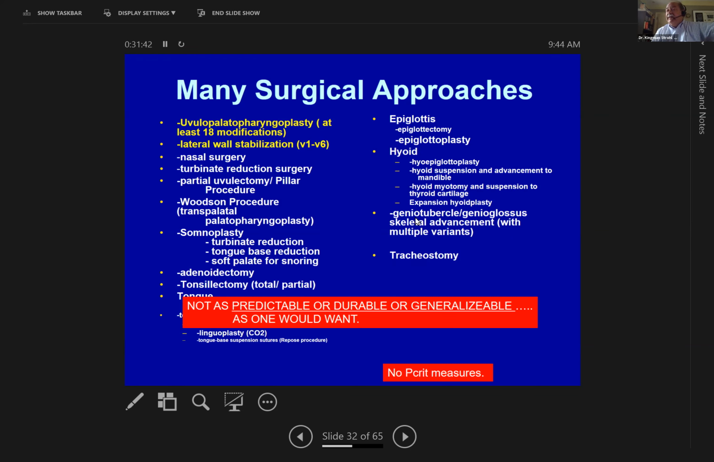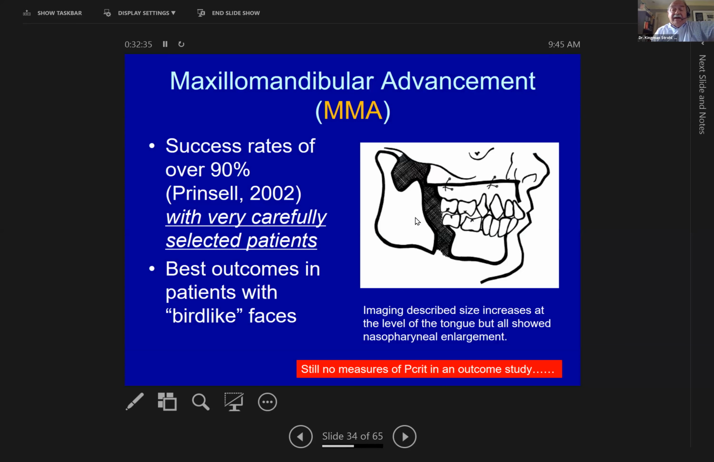Mandibular or maxillomandibular advancement: its success rates are in selected people, very carefully selected. And still no measures. I've heard that people are doing it this year. Next year at the sleep meetings, there'll be 3 or 4 groups doing Pcrit. We don't do those very often. The problem is that the people who do maxillomandibular advancement think that the sleep docs don't want to do it, and they have the most effective surgery, but they really don't want to measure Pcrit, and they don't want to do sleep studies after the procedure, because oftentimes they do these things for cosmetic reasons.